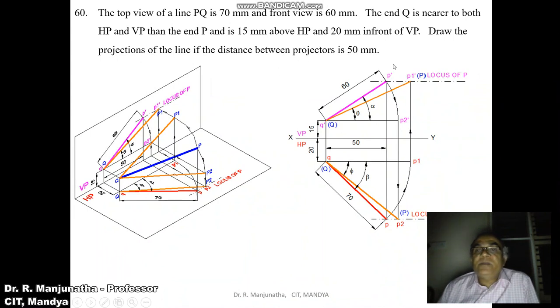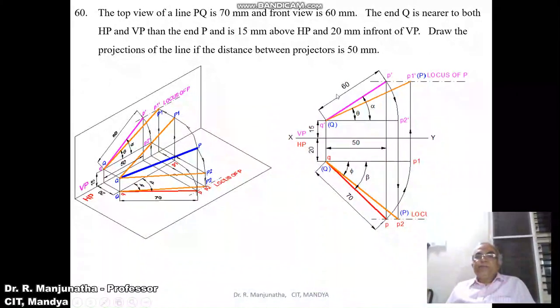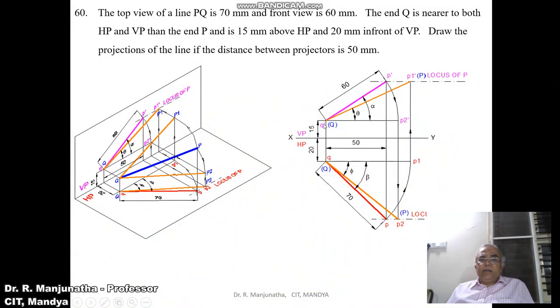Similarly, we need to find the true length in the horizontal plane with Q dash as center. By taking the radius of Q dash P dash, you draw an arc such that Q dash P2 dash is the line which is parallel to XY line in the front view. That is, Q dash is above HP by 15 mm and P2 dash is also above HP by 15 mm. Once this line is parallel to XY, you draw a vertical projector from P2 dash to the locus of P in the top view, such that it cuts the locus of P in the top view, and mark this point as small p2.